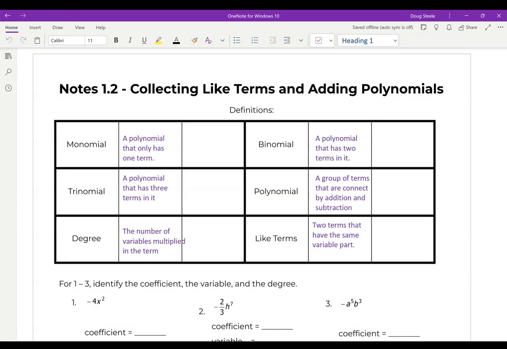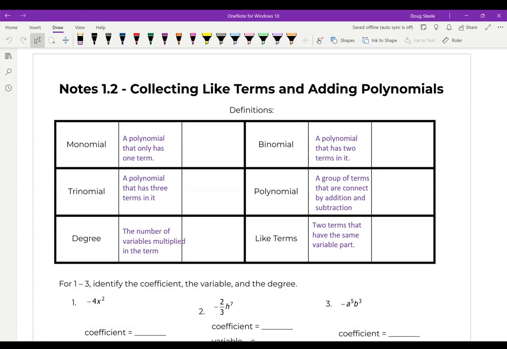So first off, our list of definitions that we have, there's 6 of them here. Many of these work around this definition, which is a polynomial. So if we don't know what a polynomial is, it is a group of terms that are written together in an expression connected with additions and subtractions. So one example we could have for a polynomial is 2x plus 4.